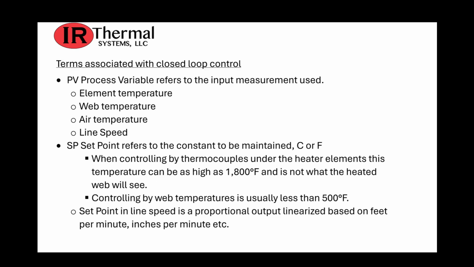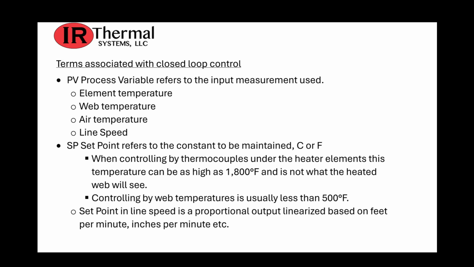So let's go over some terms associated with closed loop control. First is PV, or process variable. That refers to the input measurement used. That is the temperature measurement and where that could be located. So that measurement could be the element temperature, the web temperature, the air temperature, or even the line speed.